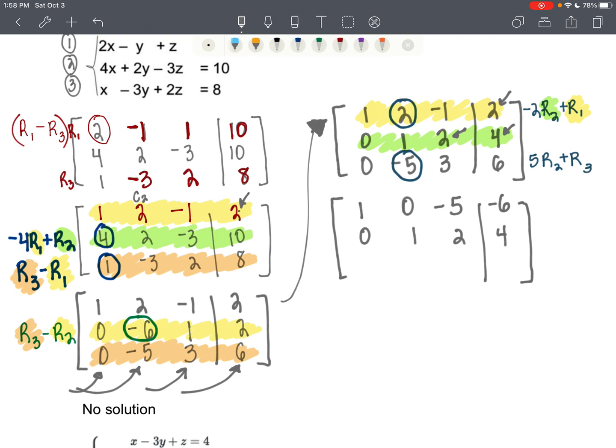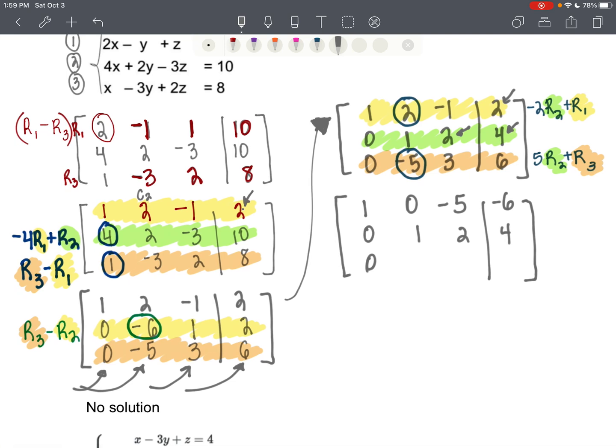Now we're going to go to row 3. Row 3 is going to be this orange one. And we're going to take the green one, multiply it by values, and add it to row 3. So 5 times row 2's 0 is 0, plus 0 is 0. 5 times 1, we're looking at row 2, 5 times 1 is 5, plus negative 5 is 0. 5 times 2 is 10, plus 3 is 13. 5 times 4 is 20, plus 6 is 26.